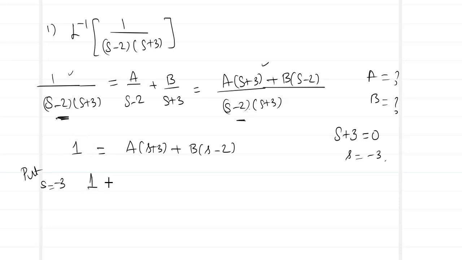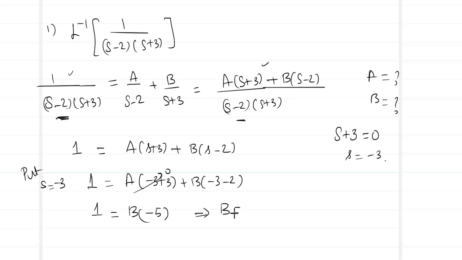So it remains as 1 with a times of this s gets now replaced as minus 3 plus b into minus 3 minus 2. Minus 3 plus 3 turns out to be 0. So you have 1 is equal to b times of minus 3 minus 2 makes it as minus 5. From here, I get the value of b to be equal to minus 1 by 5. Hence, I have got the value for the first constant.